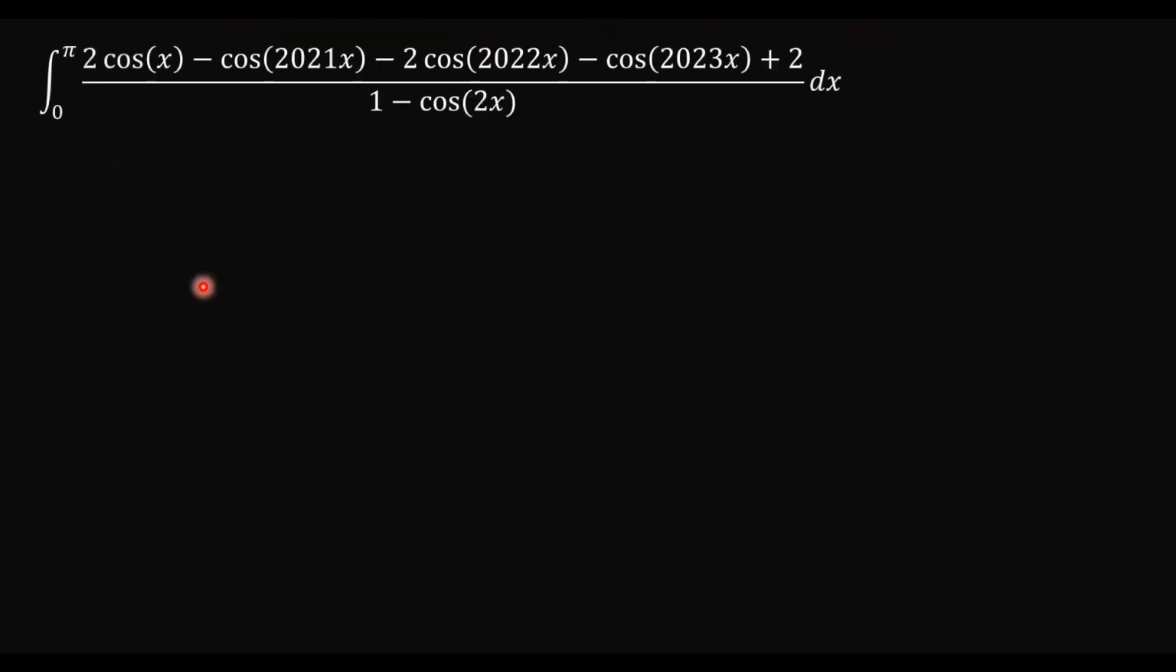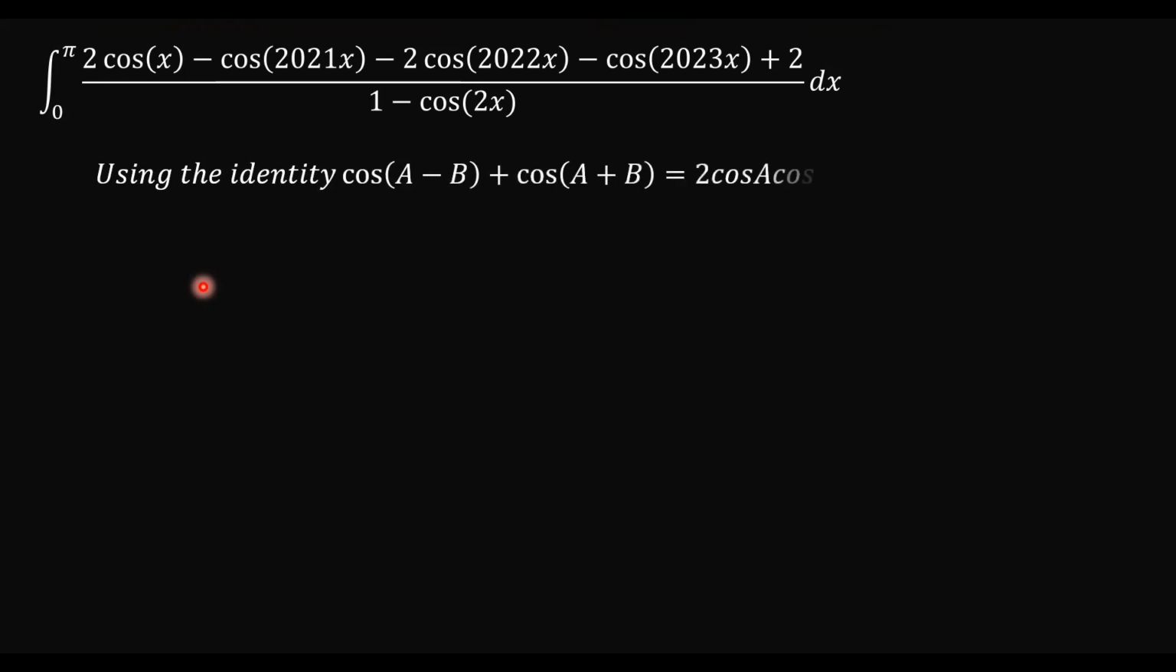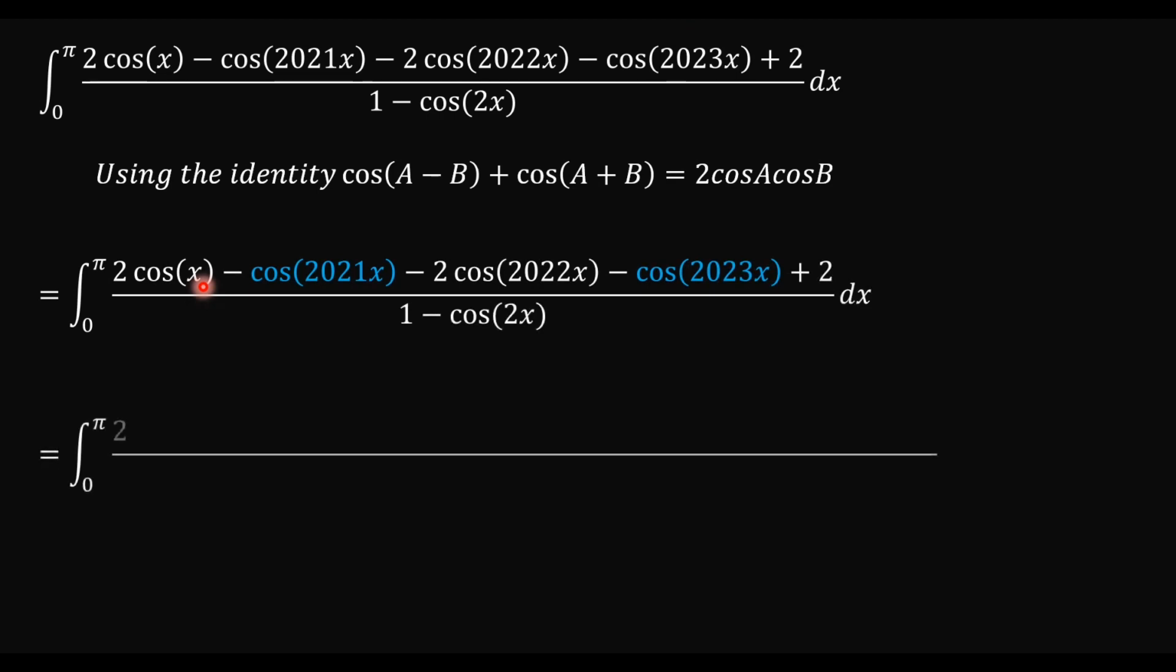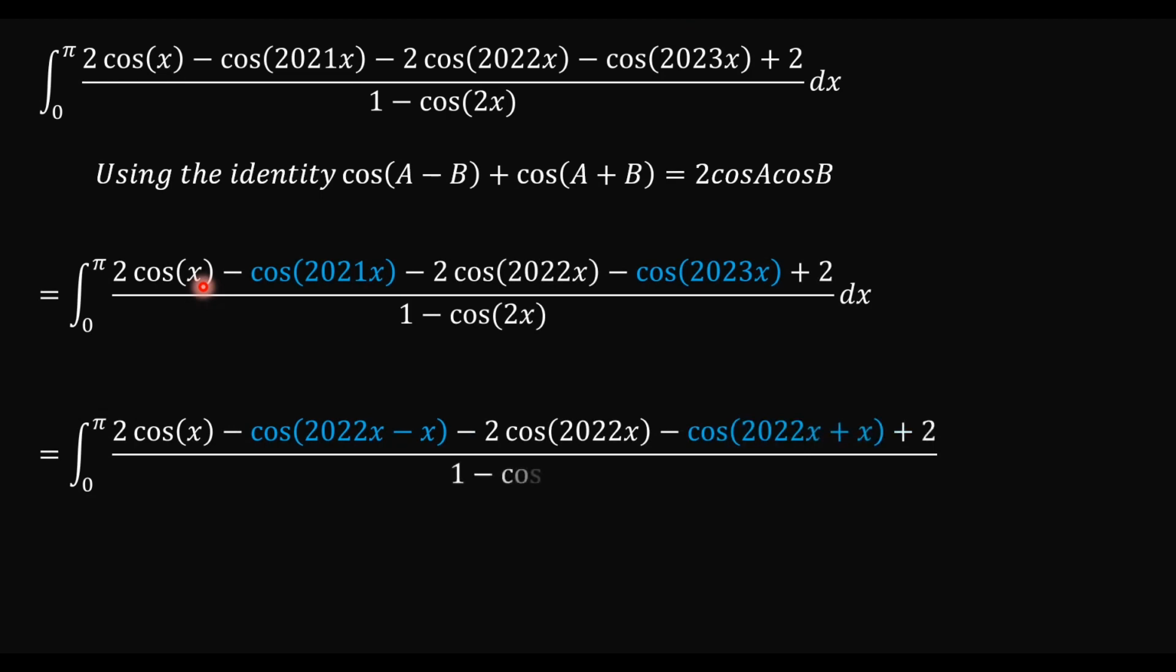So how I would solve this problem, I would use the identity where cosine A minus B plus cosine A plus B is the same as 2 cosine A cosine B. Focusing on the cosine 2021x term and the cosine 2023x term, we can re-express cosine 2021x as cosine 2022x minus x, and cosine 2023x as cosine 2022x plus x.